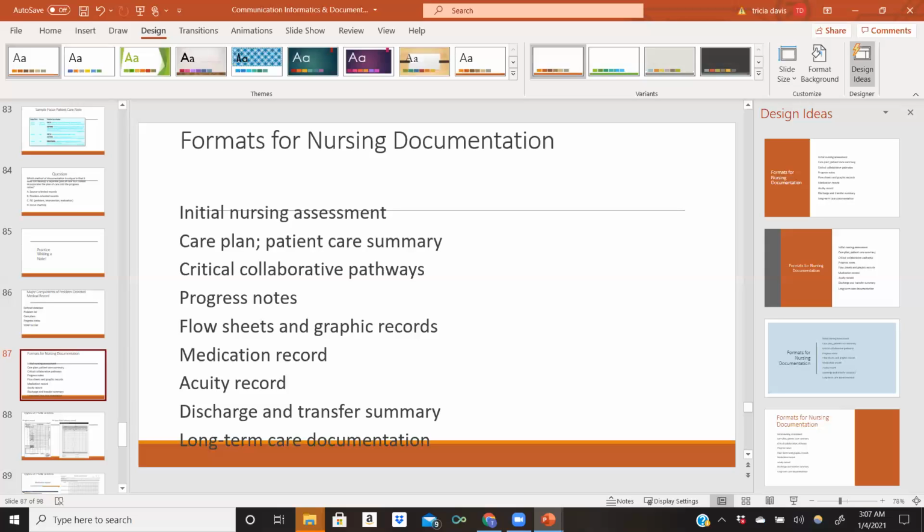So a nursing unit with patients with higher acuity rankings would require more nurses than a unit with the same number of patients who have lower acuity rankings. You have discharge and transfer summary.